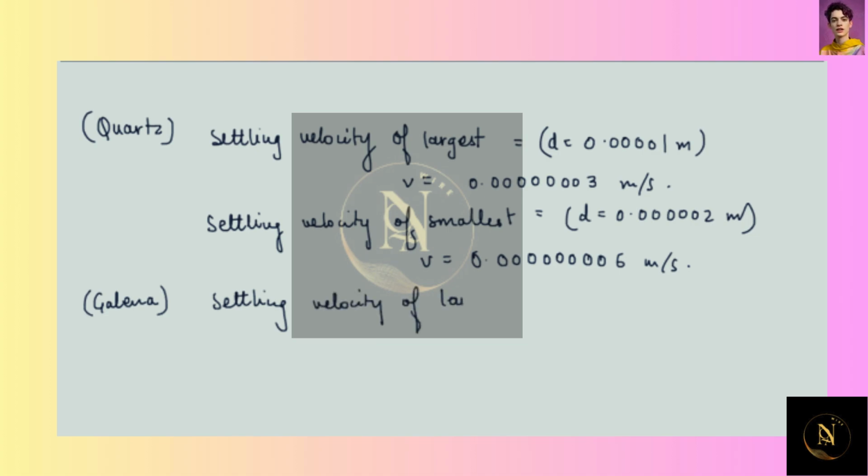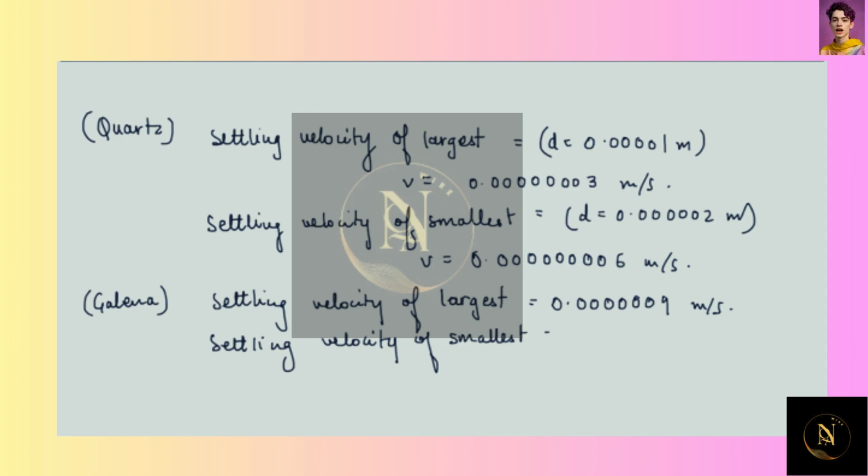of the largest particle upon calculation will be equal to 0.0000009 meter per second, and the settling velocity of the smallest particle would be equal to 0.00018 meter per second. From these calculations, we can see that the settling velocities of the smallest and the largest particles of quartz are lower than those of galena.